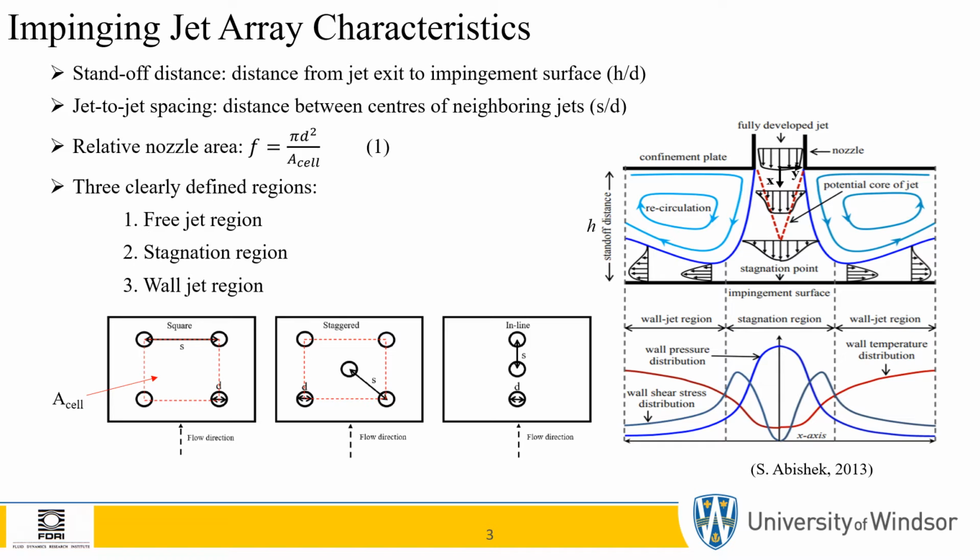The jet will then expand radially outwards, forming the wall jet region, and it is here where secondary peaks in the heat transfer coefficients can be achieved, typically due to acceleration of the wall jet, or due to the wall jet's transition from laminar to turbulent.